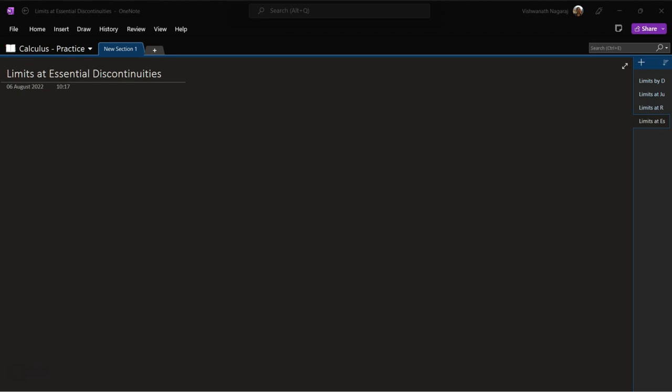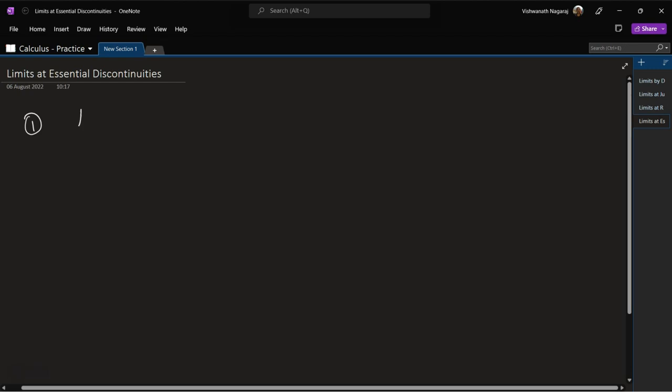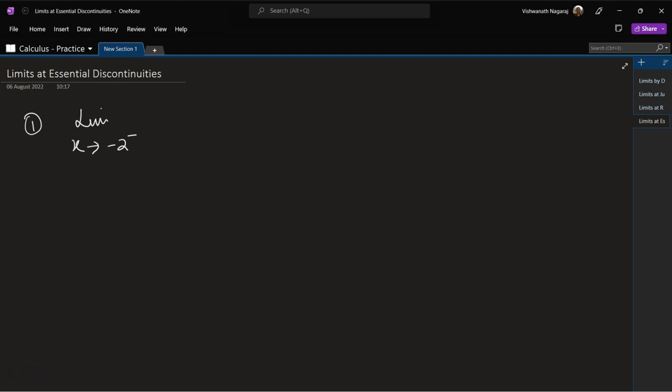Let's look at some problems on limits at essential discontinuities. Let's look at the first one. Limit as x approaches minus 2 from the positive side of minus x square by 2x plus 4.